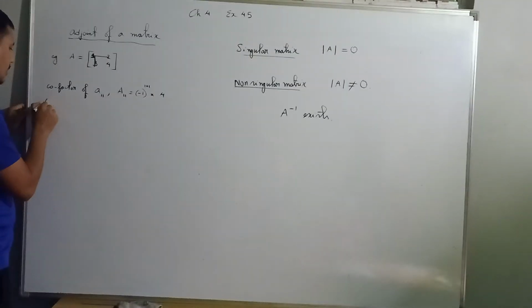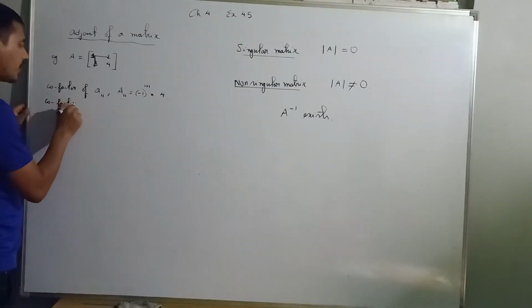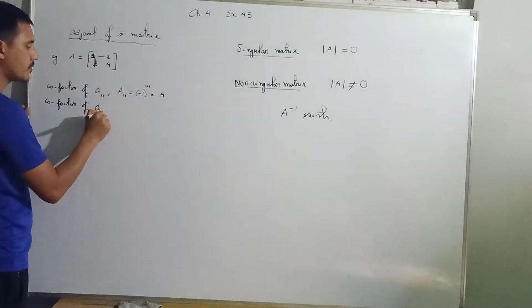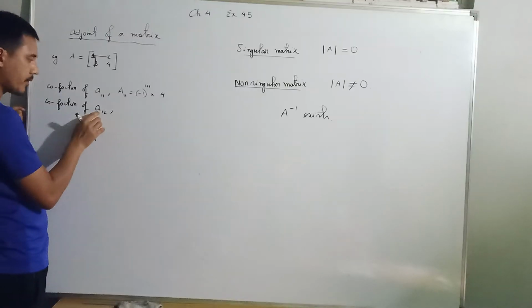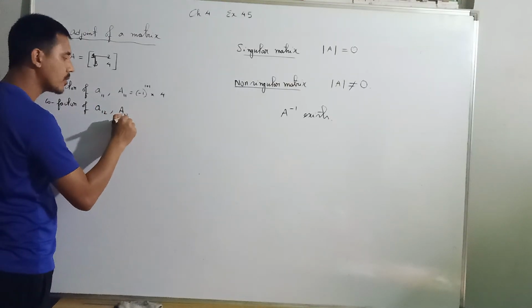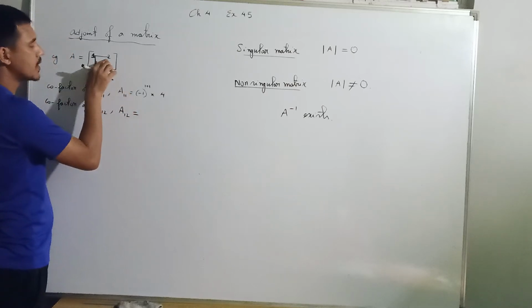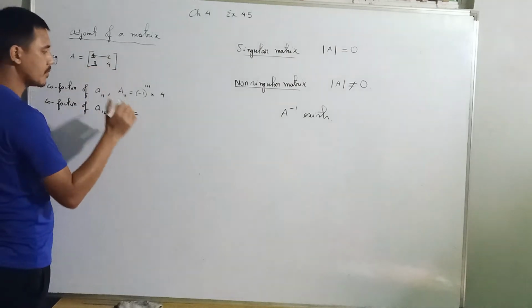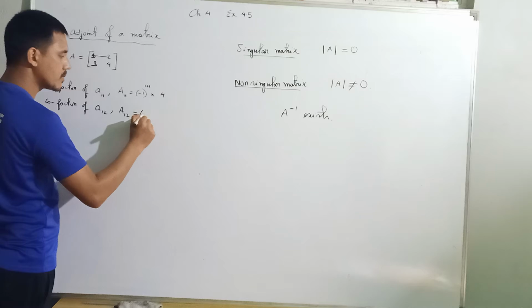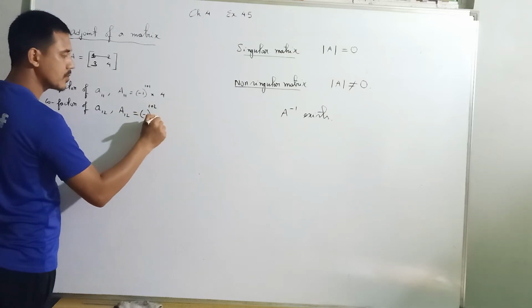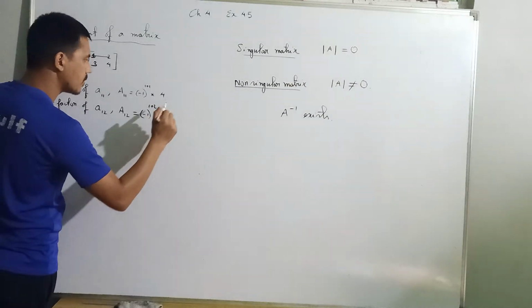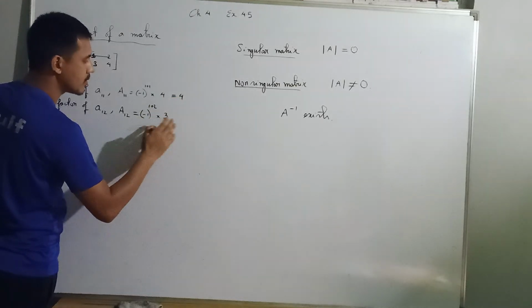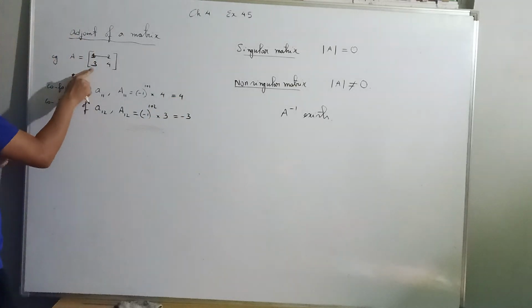Now cofactor of this element. This element belongs to first row and second column, and the cofactor of this element will be denoted by A12. So you neglect first row and second column, then we have 3. So the formula is minus 1 to the power 1 plus 2 into 3, right? So that is equal to how much? Minus 3. This is equal to 4. This is equal to minus 3.